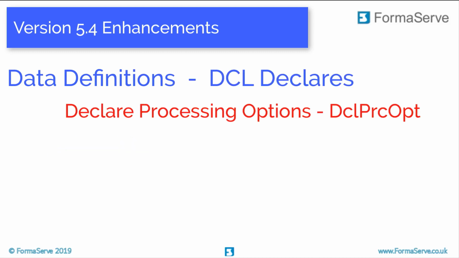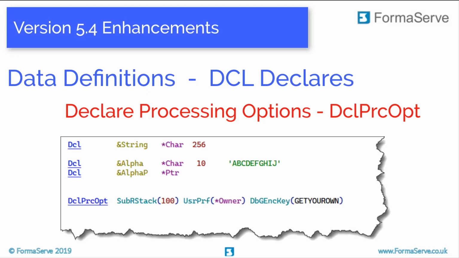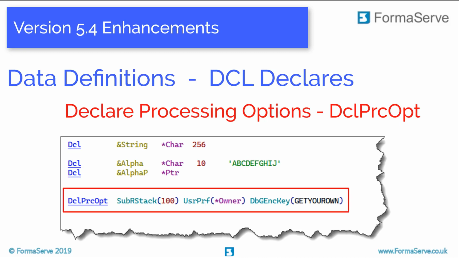We have a new command, DCL PRC OPT, declare processing options. This new command lets you define compiler processing options. I'm sure we've all seen compiler options that are associated with a certain program, written in the comments section at the beginning of a program, that states how we should compile this program. Well, this command saves us from having to remember how to compile a program in a certain way. For our RPG programmers, this command is very similar to our RPG HSpecs.